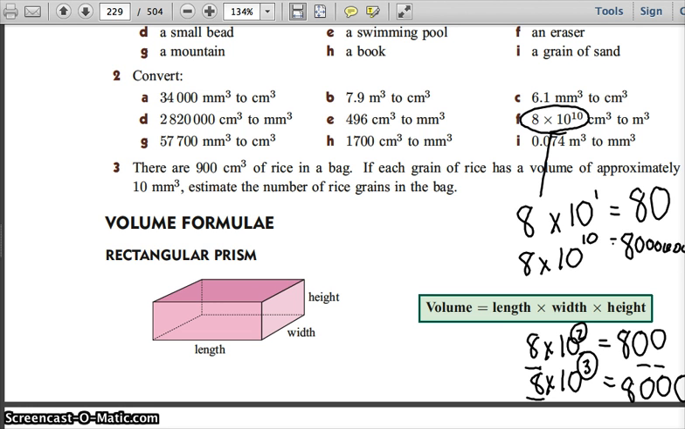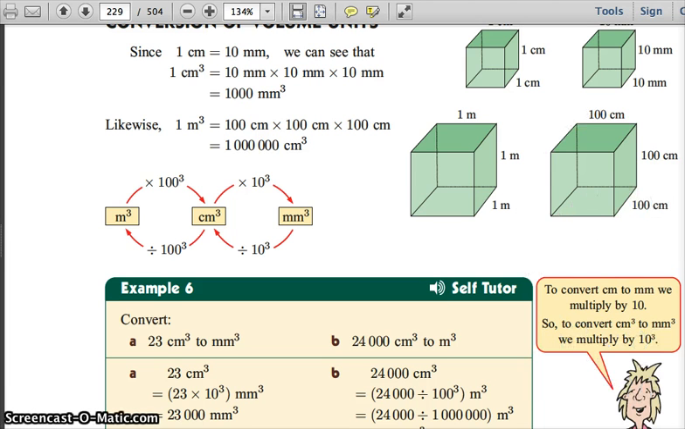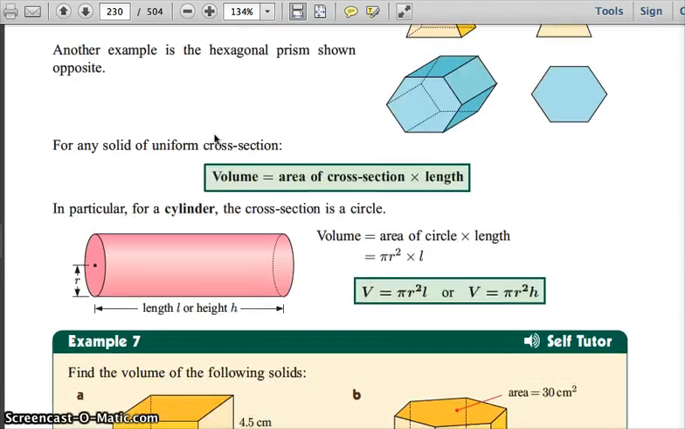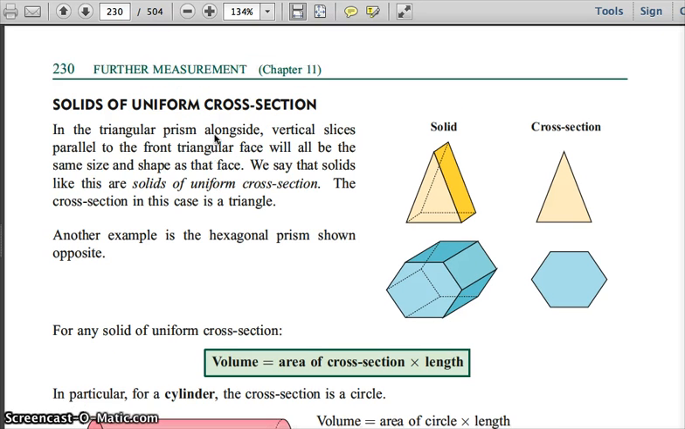You'd then have to go to your conversion chart, centimetres cubed to metres cubed. Centimetres cubed to metres cubed, you then divide that by 10 to the power of 3. Okay? Alright, so volume is the amount of space, and there are some charts in there that you need to know how to use. Alright? Now, there's a few different ways of looking at this.